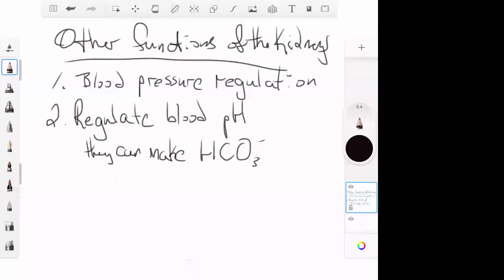through a process called de novo synthesis, which is a really fancy way of saying from scratch. They can make it from scratch. They can make bicarbonate from scratch. And what that's going to do is help raise the blood pH. That's a pretty important thing.